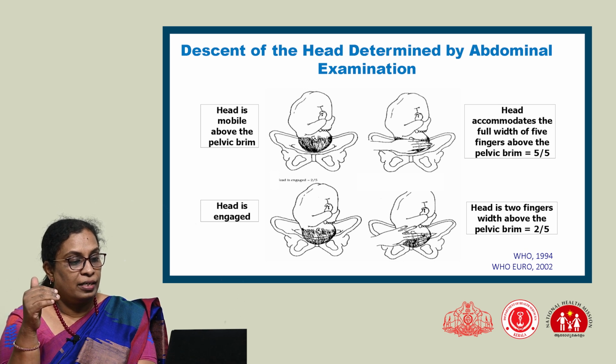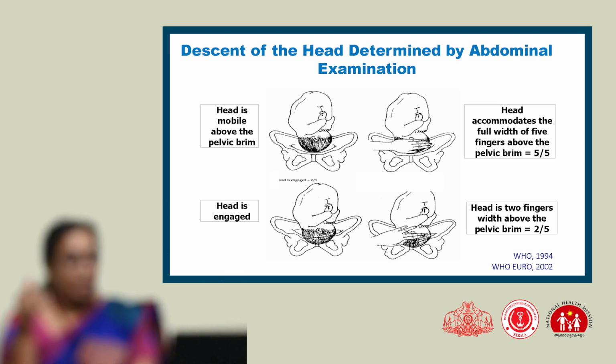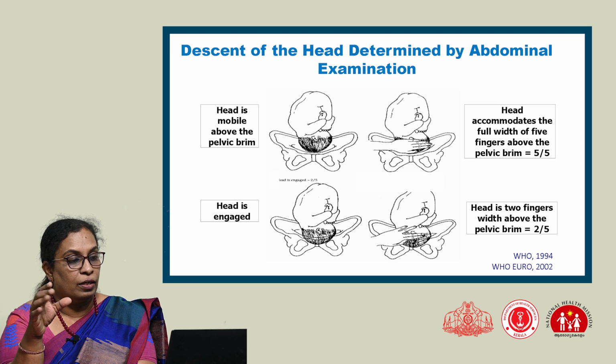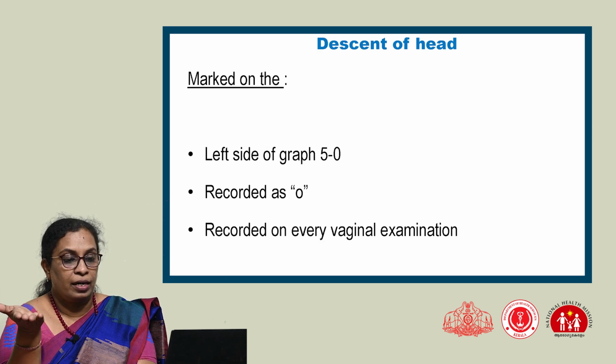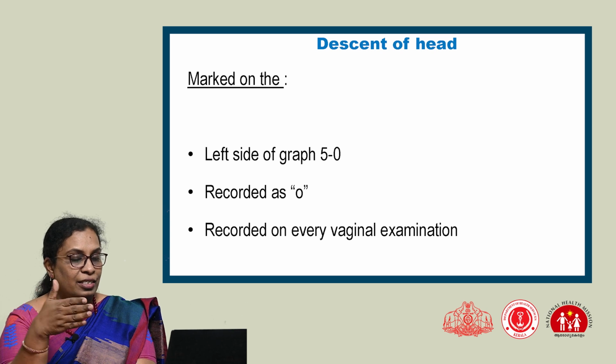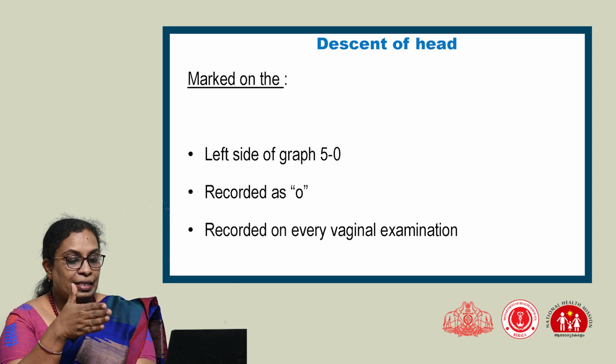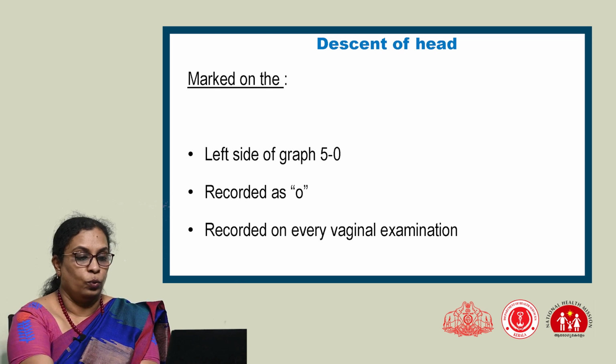Then see the head is descending gradually, and finally, starting from the first picture 5/5, then 4/5, 3/5, 2/5, 1/5 and 0/5. 0/5 is when the fetal skull has reached up to the ischial spine, that is it is getting engaged. That is what you plot on the left hand side of the graph. That's the descent of the head, which is plotted as O.